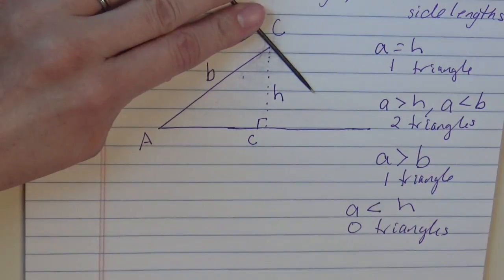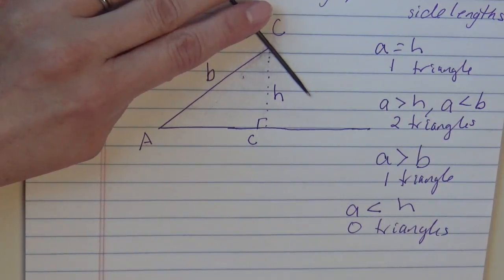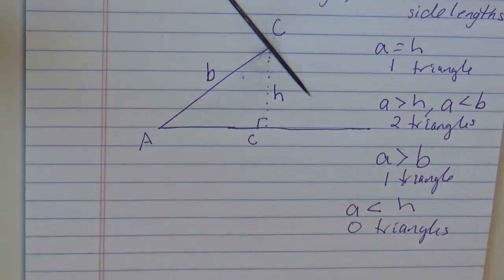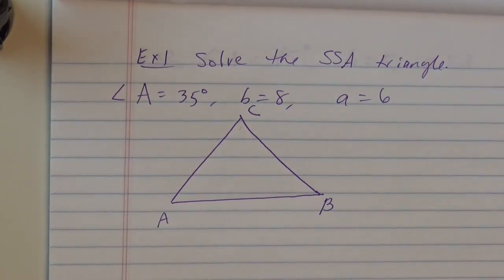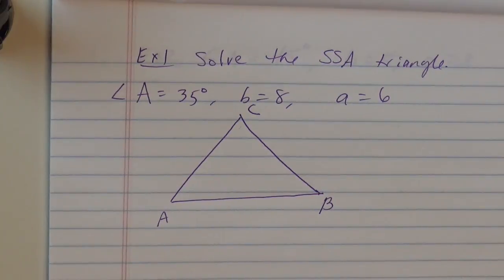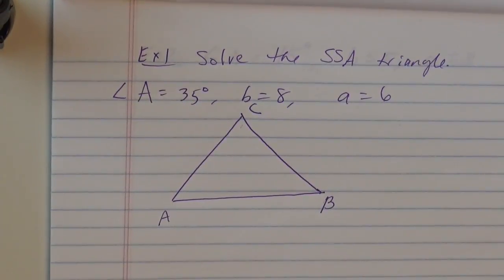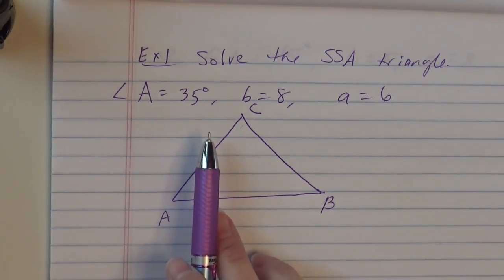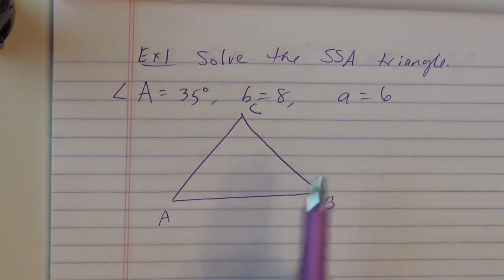Okay. Now, what we're going to do is work some examples of these types of problems. We have to determine what situation we have, and I'm going to show you how that can be done. Okay, so we're going to do 3 examples of side-side-angle problems where we're asked to solve the triangle if possible. We're going to see one of each of the 3 scenarios, whether we've got 2 triangles, 1 triangle, or no triangles. In my first example, we have angle A is 35 degrees, B equals 8, and A equals 6.